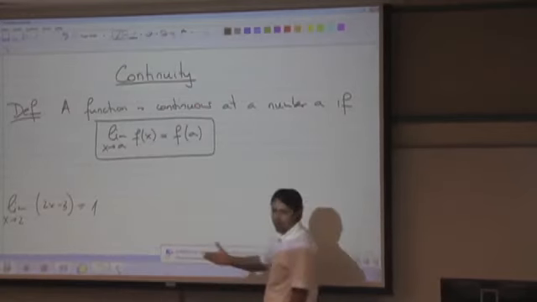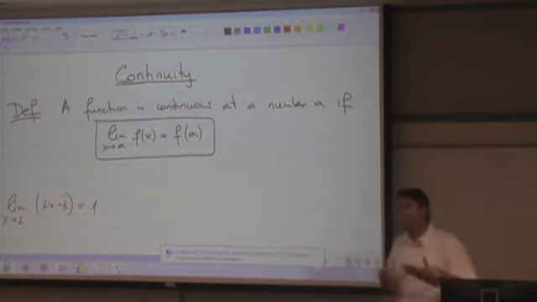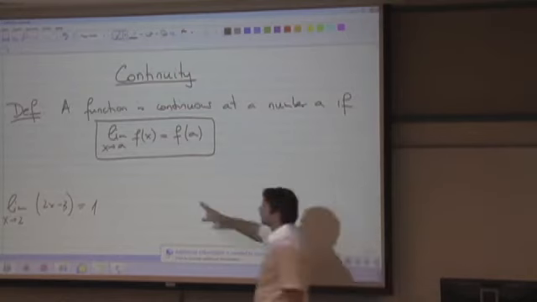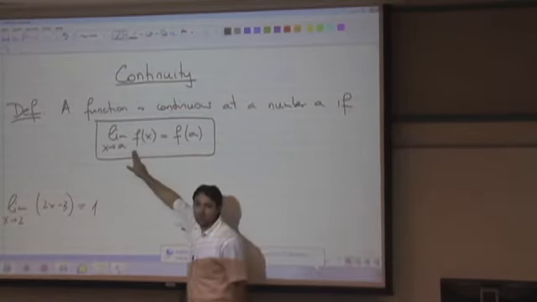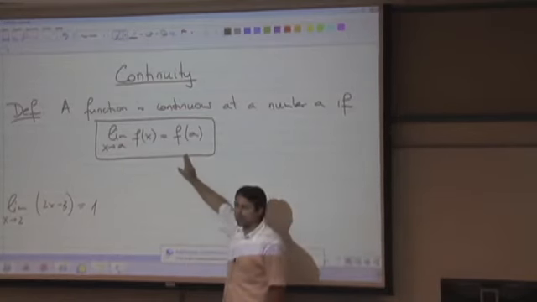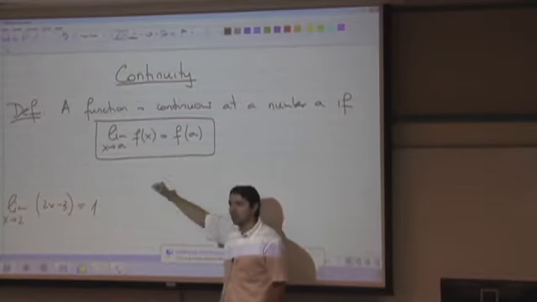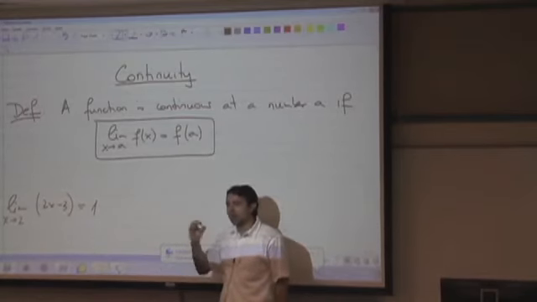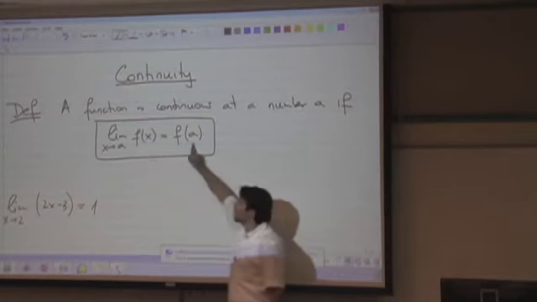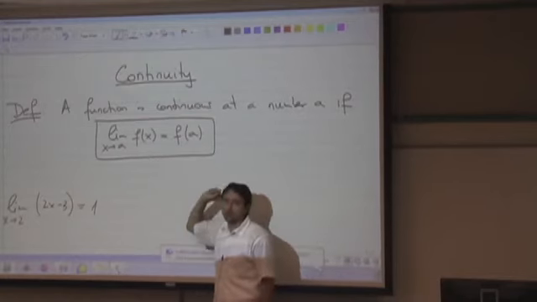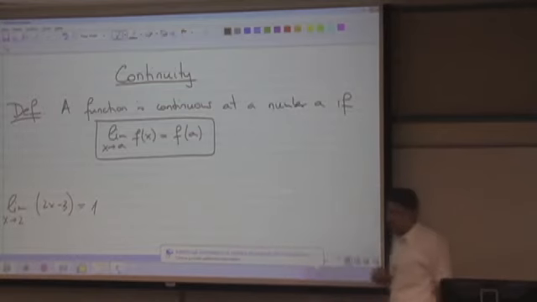So if you think about what I said verbally as far as the graphs are concerned, there's no jump. Well, if there's a jump, clearly the limit doesn't exist, so how can it be equal to the value of the function? Second of all, I said no holes. Well, at holes, limits exist, but the value of the function may or may not actually exist there, and more importantly, it's not equal to the value of the limit. Is that making sense?